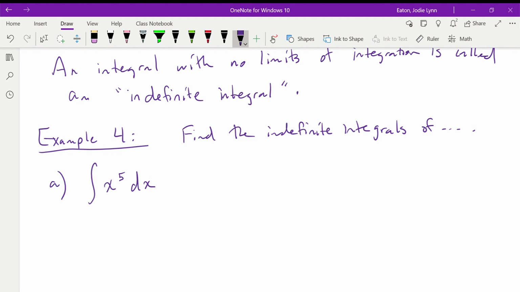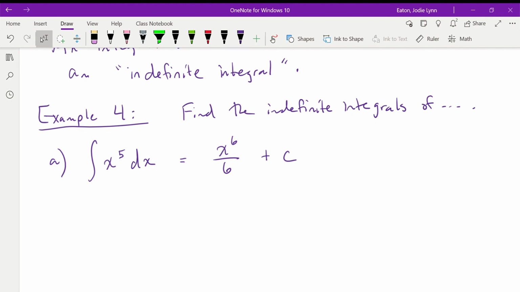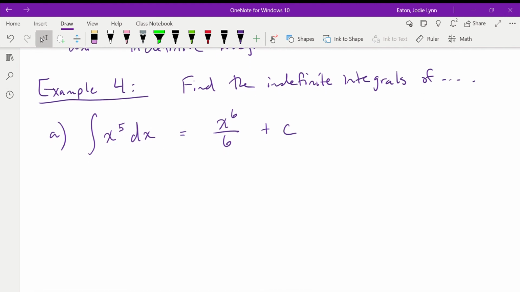So we are increasing the power by 1 and then dividing by the new power. Okay, so what we did, if you remember for derivatives, we multiply by the old power and then drop the power by 1. Here we do it in the opposite way. We increase the power by 1, then divide by the new power. So the integral of x to the fifth dx is x to the sixth over 6 plus c. Okay, you can also write it as 1/6 x to the sixth. You can multiply by the reciprocal of the power as well. And if that's a fraction, that might be easier.